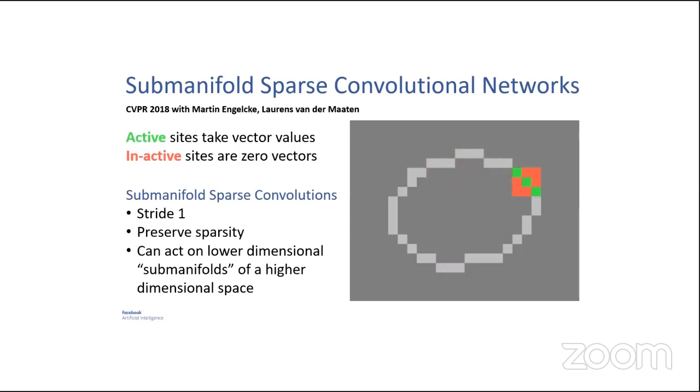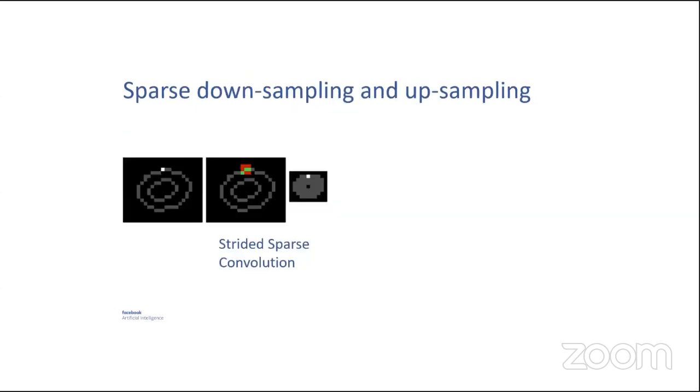For a submanifold sparse convolution, the input and output sparsity patterns are exactly the same. Each output location sees the nearby active locations in the input. Information can therefore only flow along the set of active spatial locations. This might sound like a major limitation. However, we'll see on the next slide how strided convolutions can be combined with a deconvolution operation to create large receptive fields. On the left, we show a toy input composed of two separate clusters of active locations.